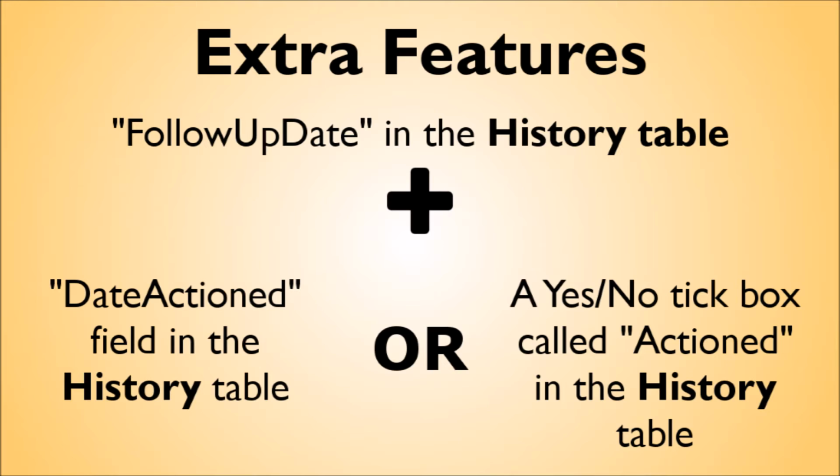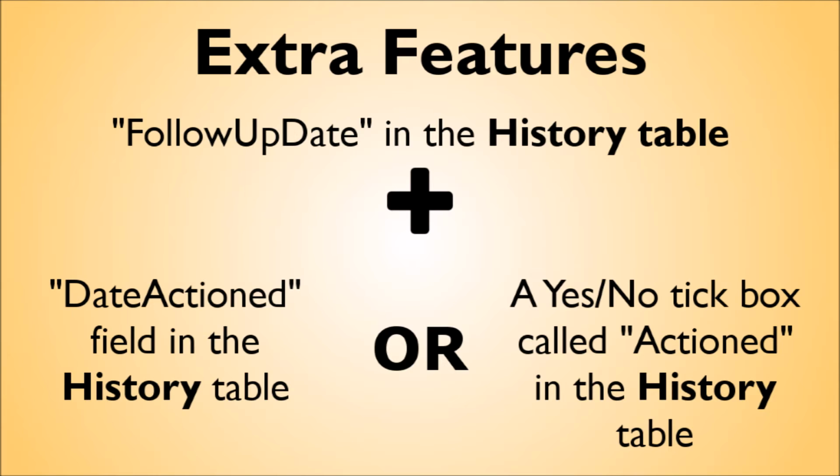If you want to give your customer database the ability to warn you when it's time to carry out an action agreed with a contact, you'll want to include a field like follow-up date in the history table, as well as a field that tells you whether the action has been completed yet or not, like date actioned in our example. You might just have a yes/no tick box called actioned, but this will give you no information on how quickly you are following up on your tasks, so it may be more useful for your own analysis to use an action date.